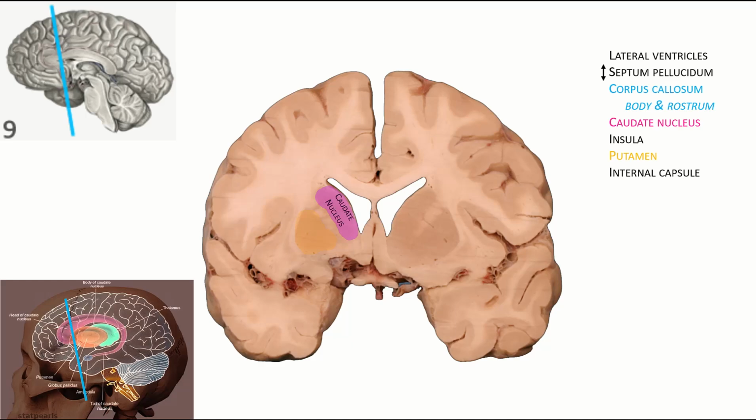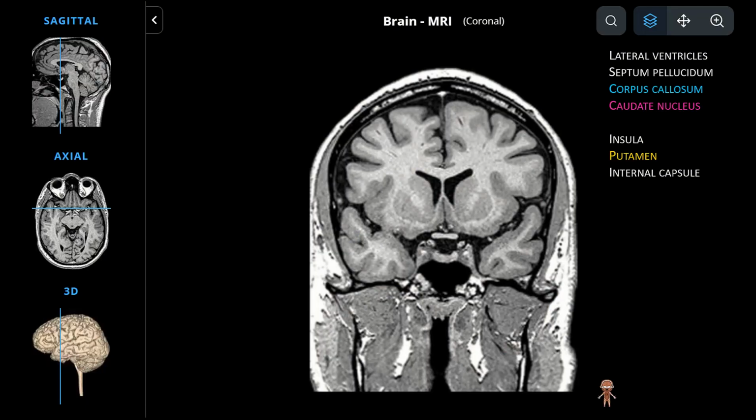So we have the caudate nucleus right butted up against the lateral ventricles, and then we have the putamen in orange. Then between the two is known as the internal capsule, and that's where the white matter fiber tracts are located. This little spot here is the septum pellucidum dividing the two ventricles. And then we have the corpus callosum, the body, and the rostrum. And the insula can be found here. Now let's see those on imaging.